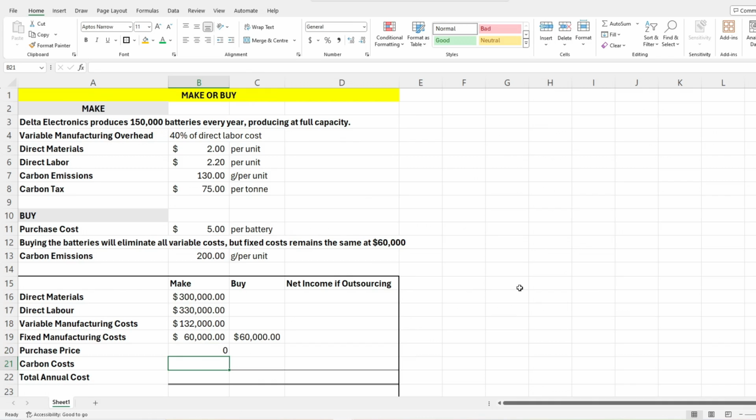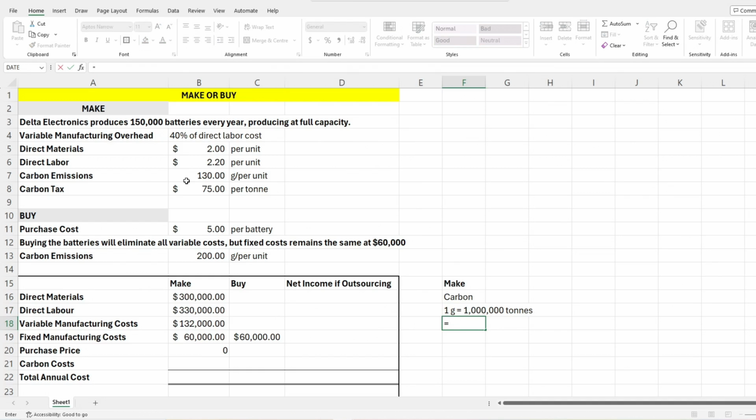And in carbon cost, so this is the section where we actually have to calculate things. So here, to make it, we have our carbon. So this is an important thing to remember, that 1 gram is equal to 1 million tons, because you'll need this to convert your grams into tons. So in our question, our carbon emissions is 130 grams per unit. So I'll do that divided by a million, sorry.